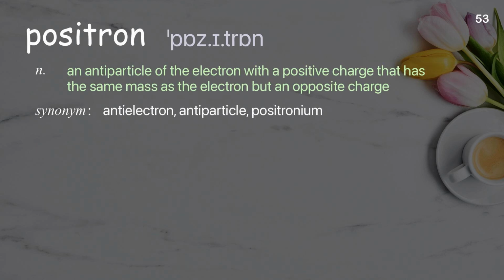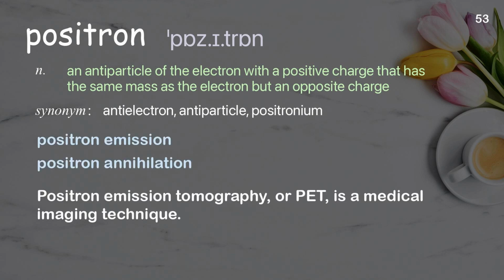Positron. An antiparticle of the electron with a positive charge that has the same mass as the electron but an opposite charge. Examples: positron emission, positron annihilation. Positron emission tomography, or PET, is a medical imaging technique.